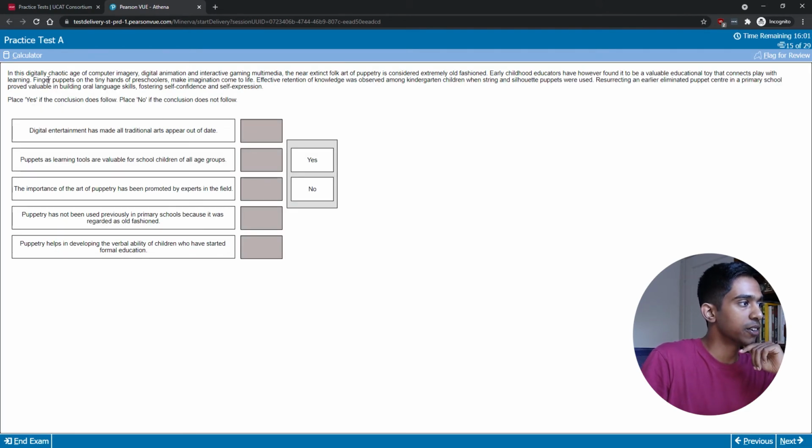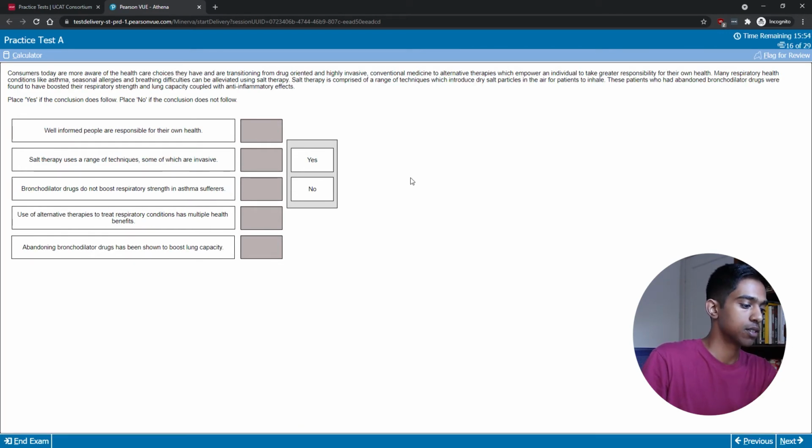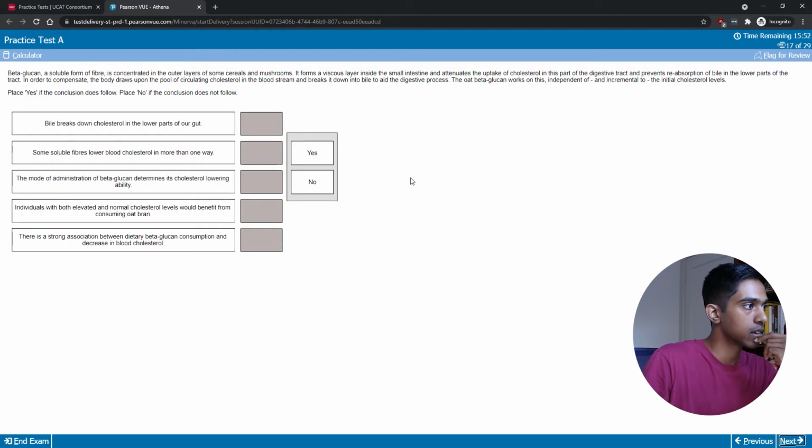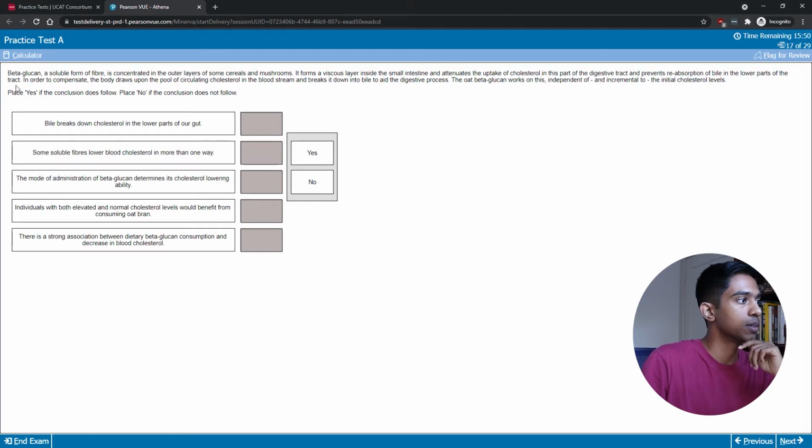In this digitally chaotic age. I might skip this one because I can't be bothered to read all of that. This one as well. I'll read this one. Beta-glucan, a soluble... So I remember that I skipped two, so I need to keep an eye on that.